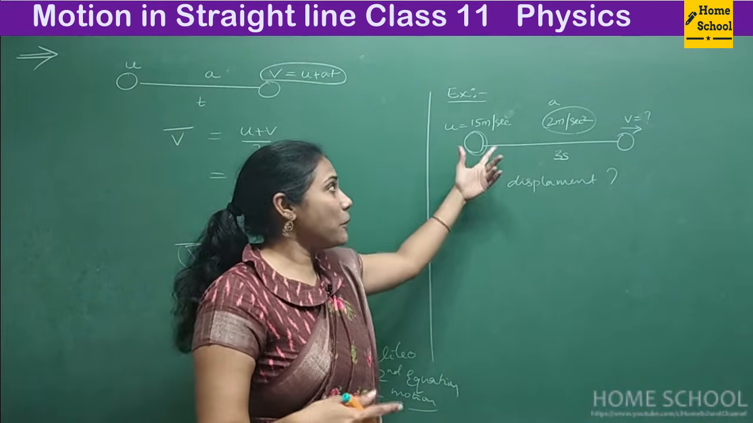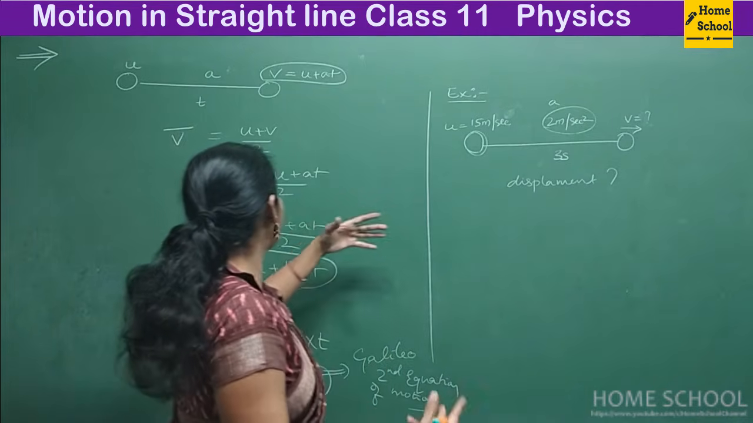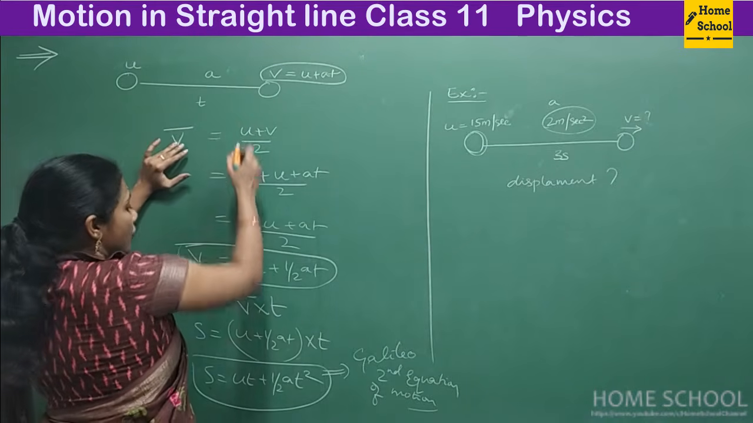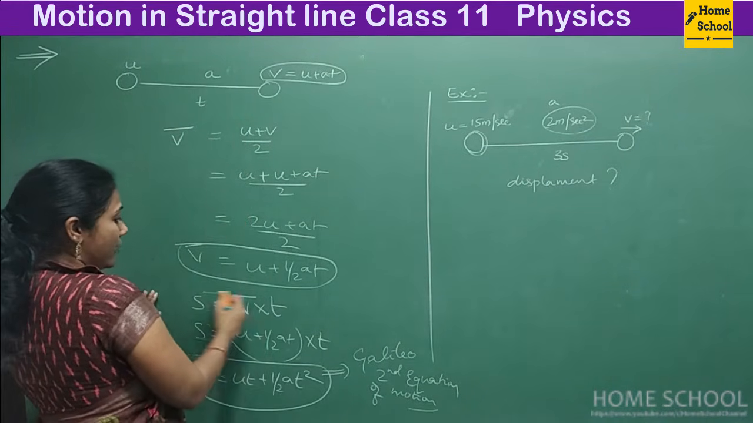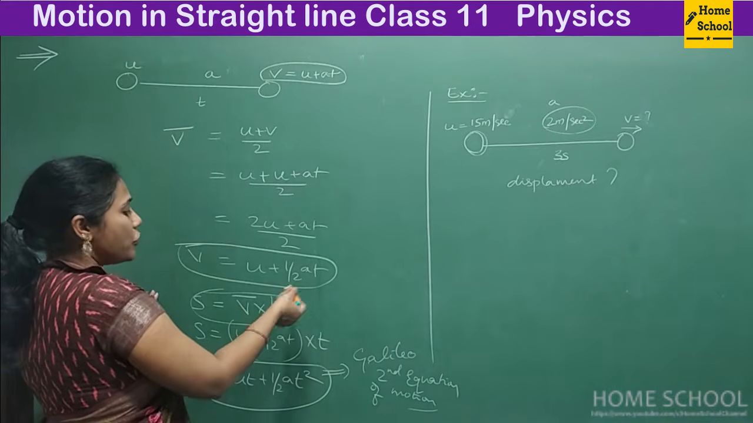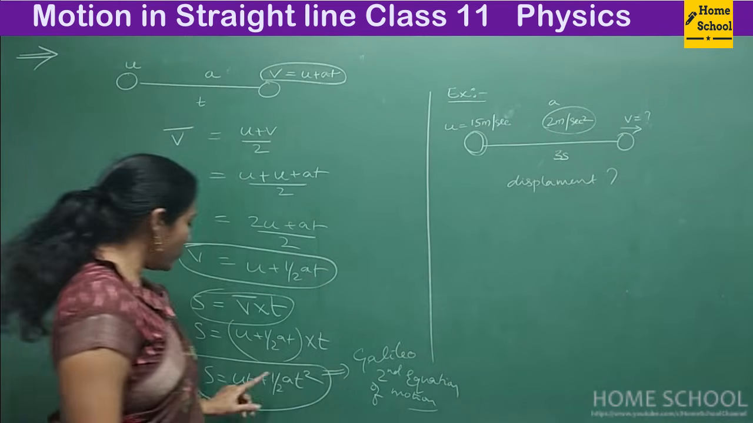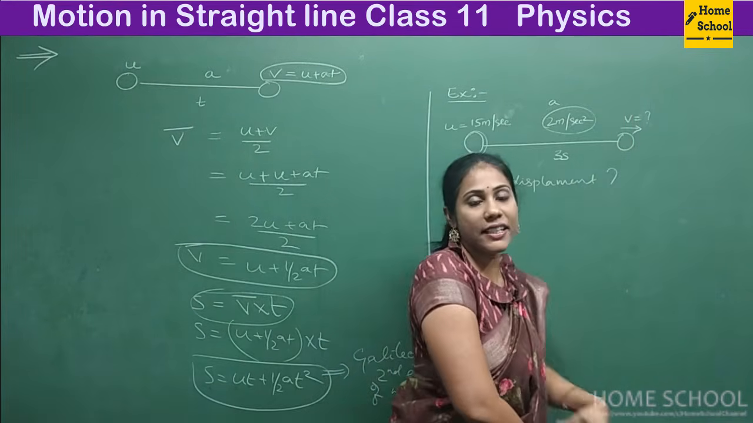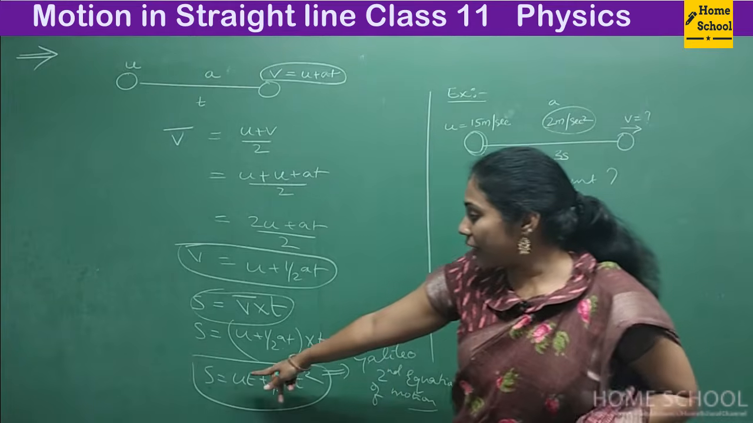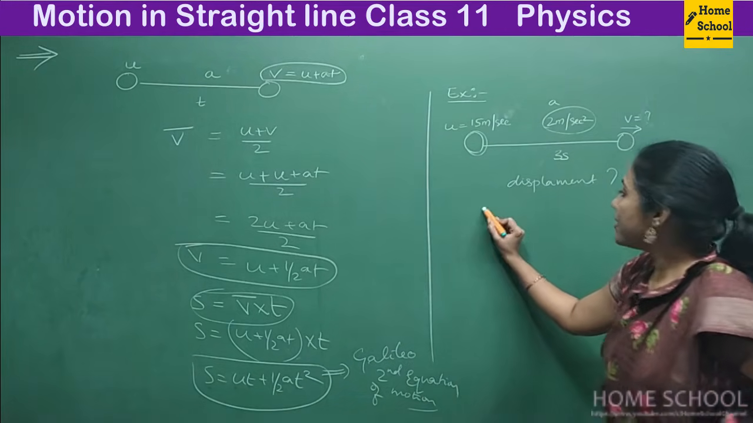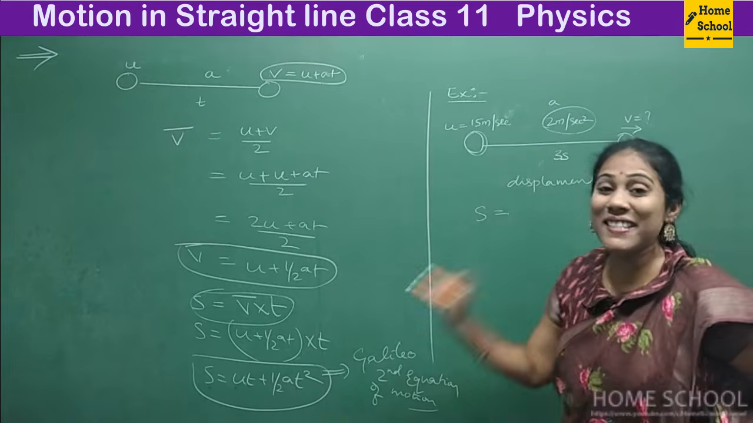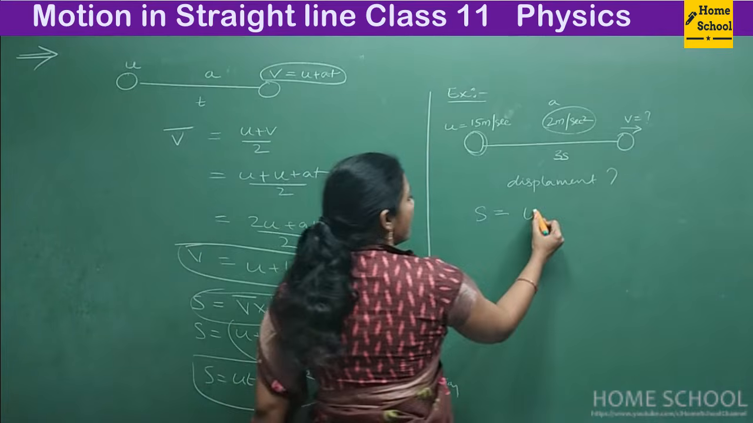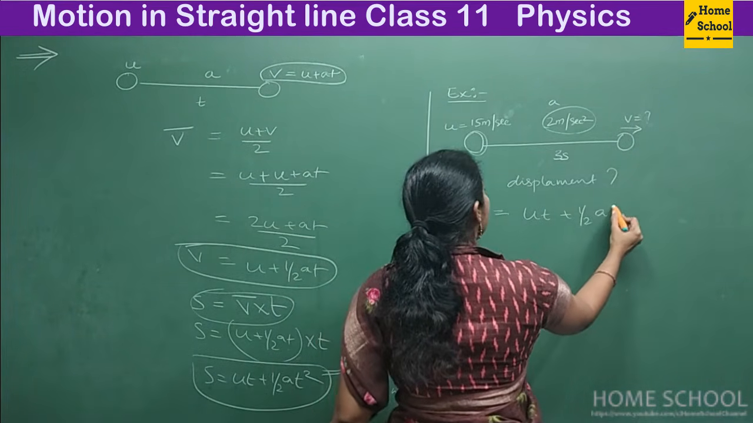The previous problem was also something like this. Which formula did we use? Yes, we used displacement is equal to average velocity into time, right? This you can also use here, but I will use this formula because final velocity is not given. Whenever final velocity is not given, then definitely you can use this equation. So what is S? S means not distance, S means displacement here. So S is equal to ut plus half at square.